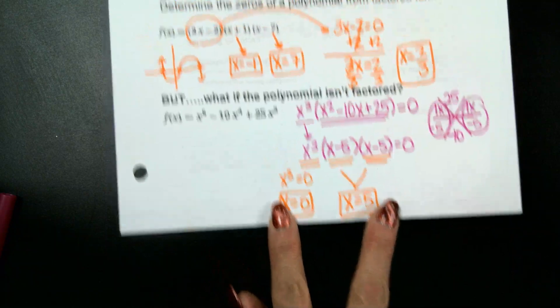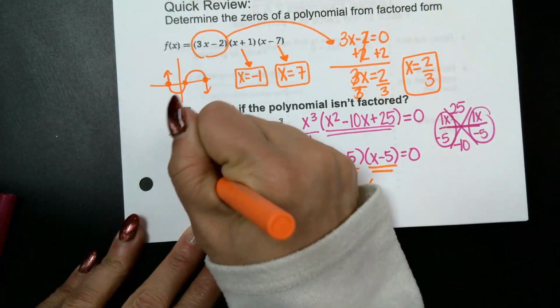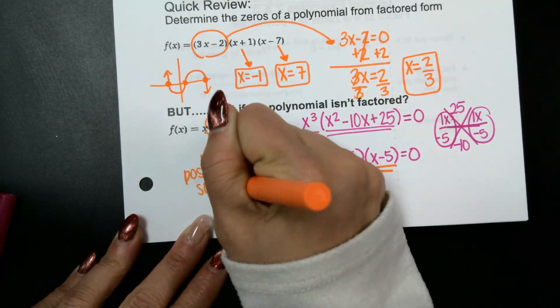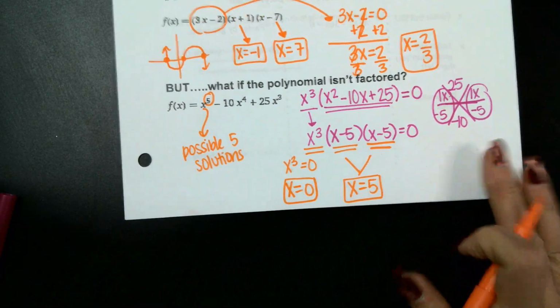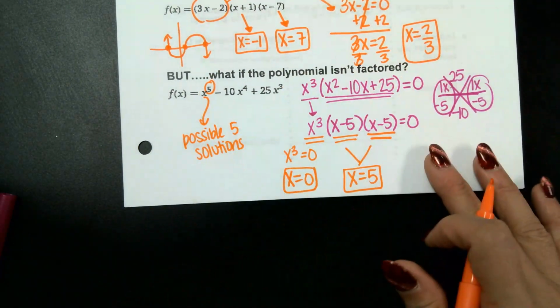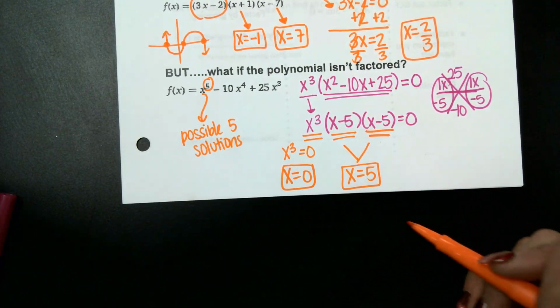But, look up here, because the highest exponent was a 5, we could have had a possible 5 solutions. Whatever the highest exponent is, that's how many possible solutions there are. It just so happened that when we factored everything out, we really only had 2 solutions. So it still would only cross at the 0 and the 5.